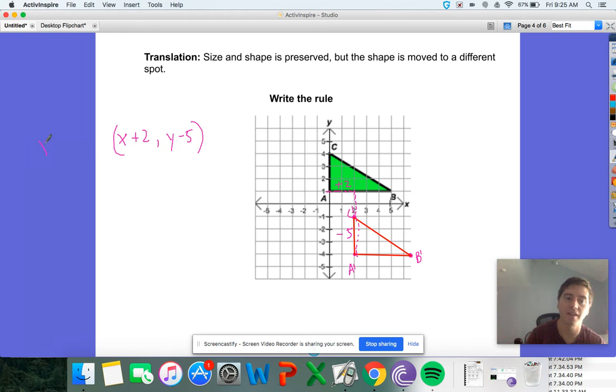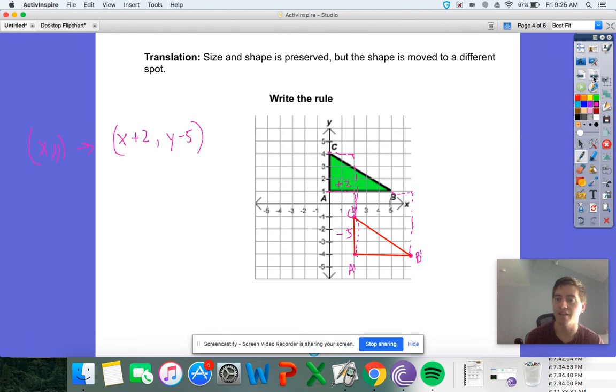There's your rule. X and y went to x plus 2 and y minus 5. So if you were to follow that rule, it would work for all of them. X plus 2 and then minus 5. Plus 2 minus 5 takes you to the next object.